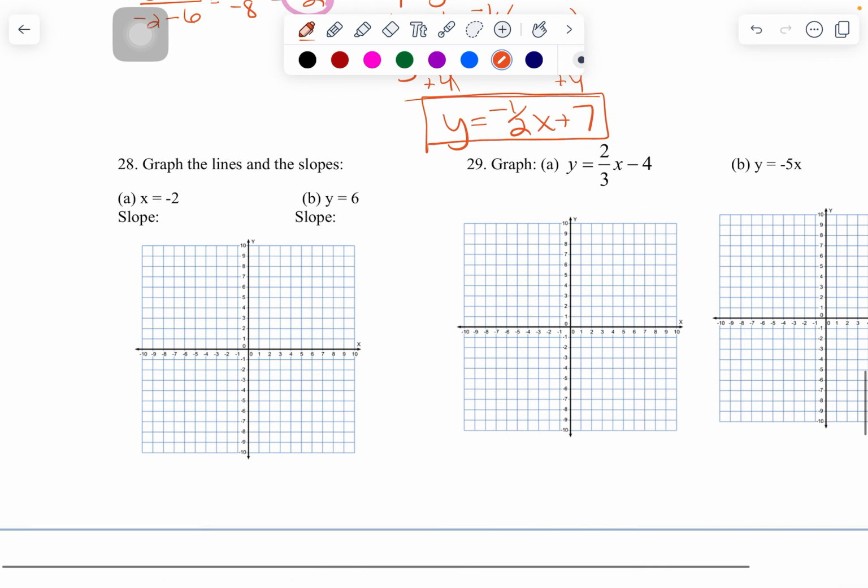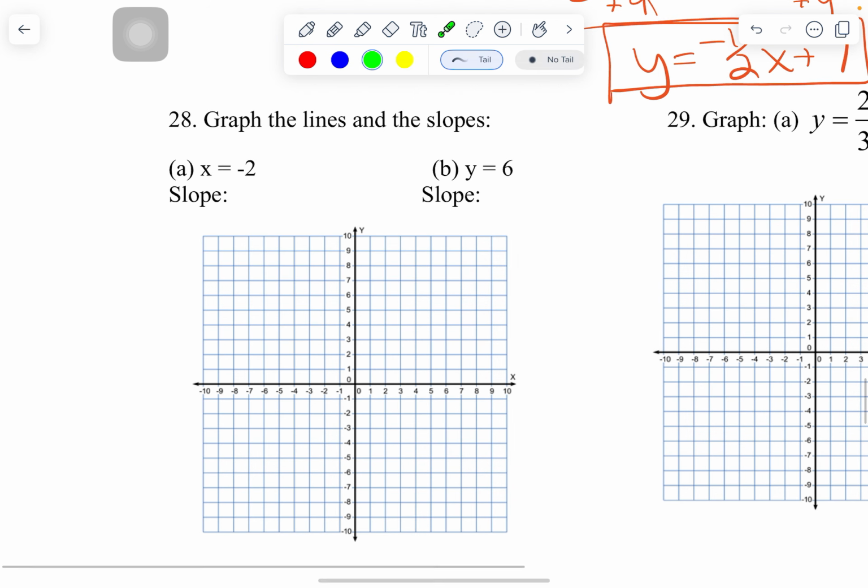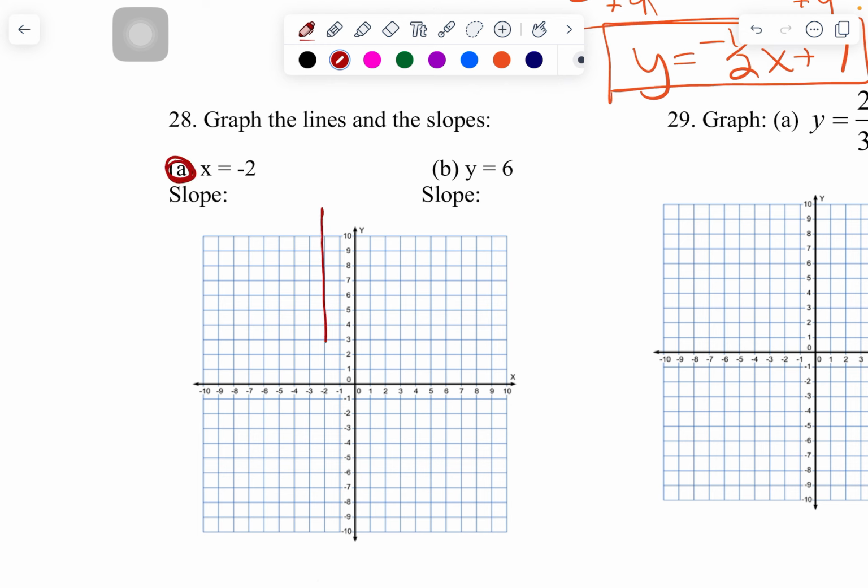All right, question number 28. I gave you one graph, but there are 2 different lines. So x here, I'm going to do in red. X equals -2 is a vertical line that goes through the x-axis at -2. Vertical lines have a slope that is undefined.